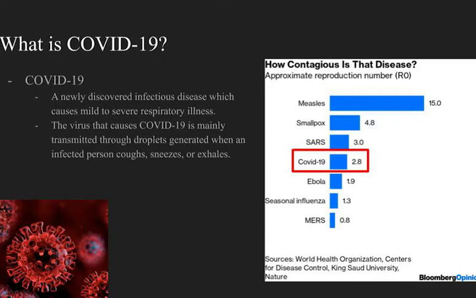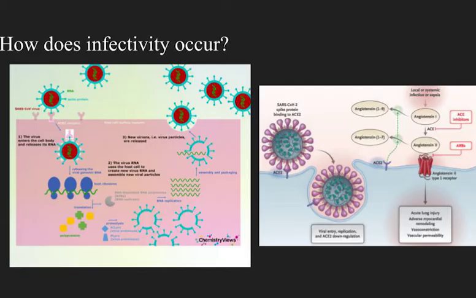On the right, you can see the value of R0 for COVID-19 is about 2.8, which means an infected person on average infects 2.8 other people in a population where everyone is susceptible. To cover the biology aspect of the spread of COVID-19, we can demonstrate biologically how infectivity occurs.